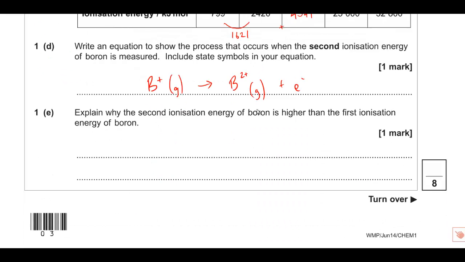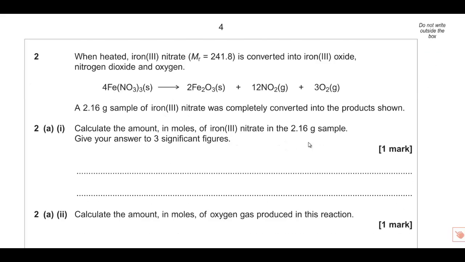Explain why the second ionization energy of boron is higher than the first. The first one, you're taking it away from an atom. The second one, the electron is being removed from a positive ion, which therefore requires more energy. Electron being removed is close to the nucleus, various other answers as well. That one I think is the most straightforward one to get. So we're 8 marks in, and let's hit up question 2.